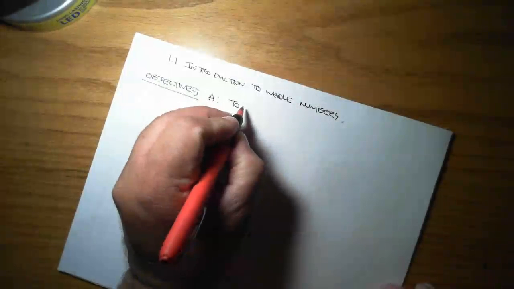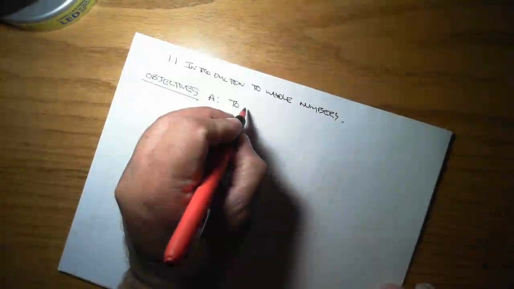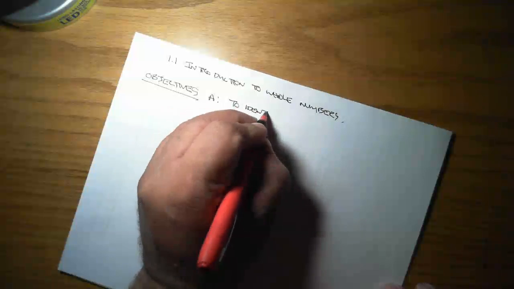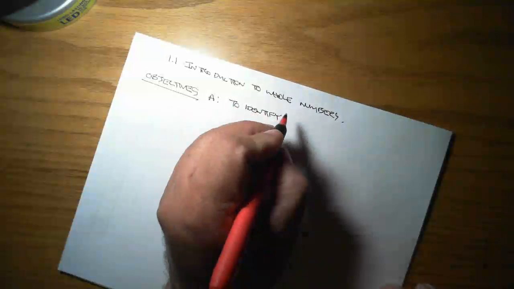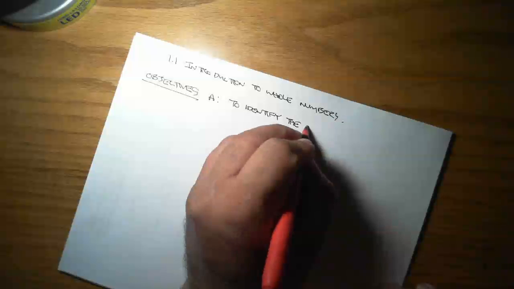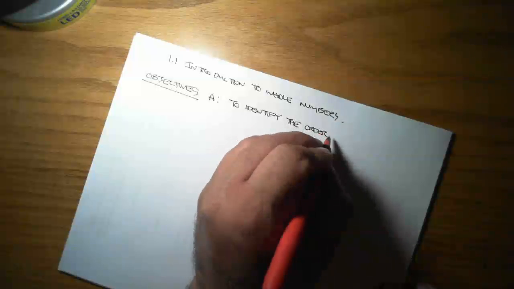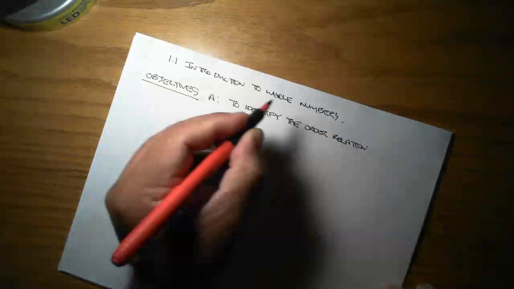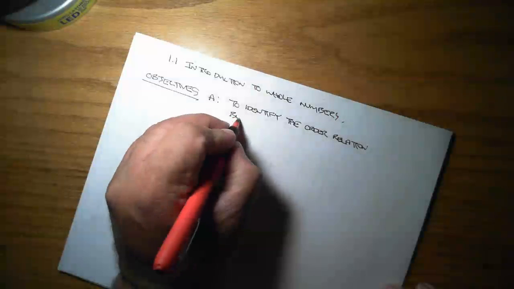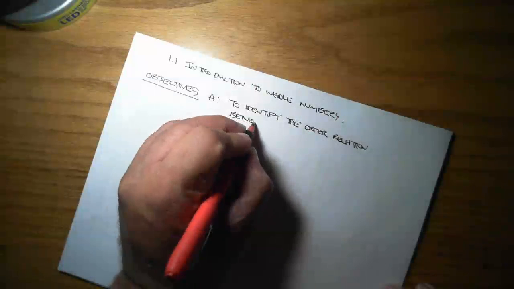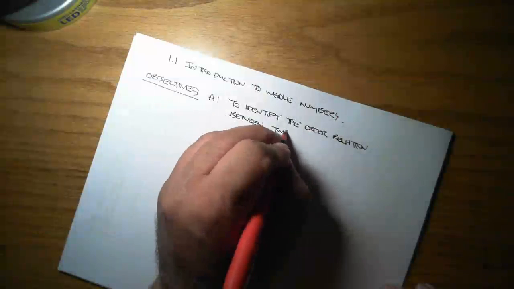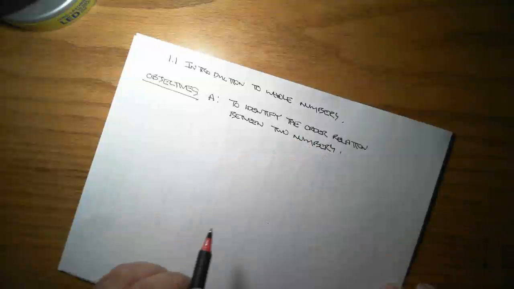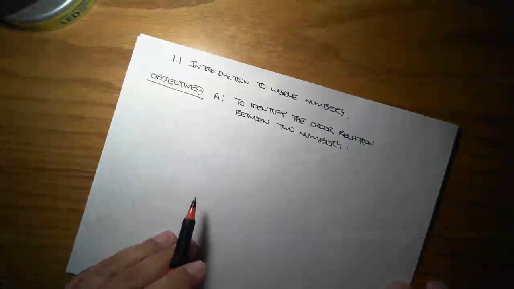which states that the student, after learning the lesson in Objective A, will be able to identify the order relation between two numbers. This is the goal for Objective A. So let's go ahead and get started.